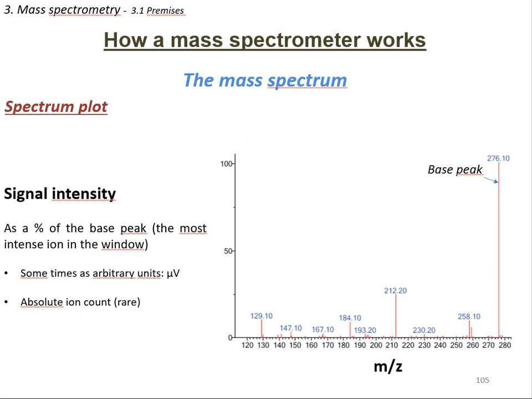The signal intensity is most of the time indicated as the percentage of the base peak. The base peak is just the most intense ion in the window. If you zoom or unzoom, the scale can change. Sometimes, rarely, you can have the absolute count of the ions or an arbitrary unit, a microvolt. But most of the time, it's in percentage of the base peak.